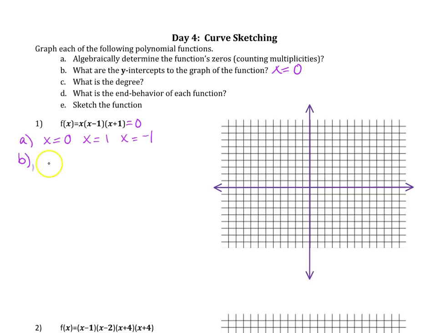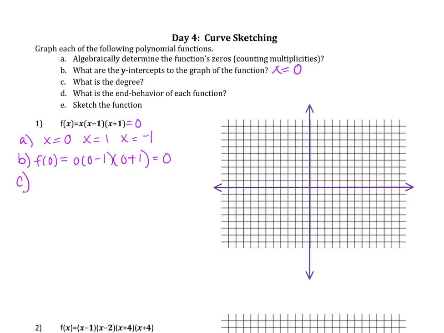In order to determine the y-intercept, I'm plugging 0 in for x. So all I've done in the function is plug in a 0 everywhere you see an x. Now, you can easily see it's 0 times -1 times 1, so 0 times anything is 0. So we're going to cross the y-axis at 0.